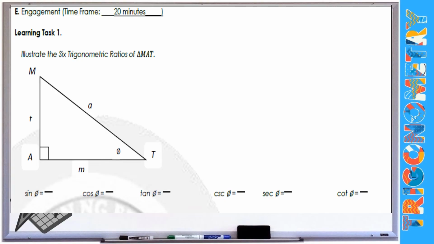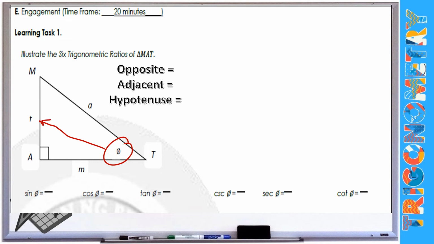So we already have an example of this a while ago. Before you can answer that, you have to remember that you have to get your opposite, adjacent, and hypotenuse. So I will be giving already this opposite, adjacent, and hypotenuse. You have to know first where is your angle theta. So on this is your angle theta. So we have here your opposite, which is T, we have your adjacent, which is M, and the hypotenuse, which is A.